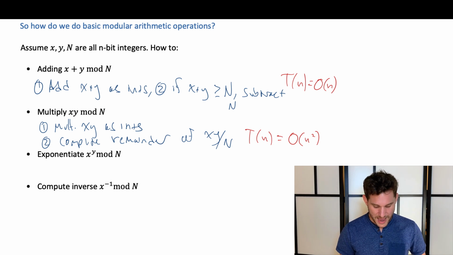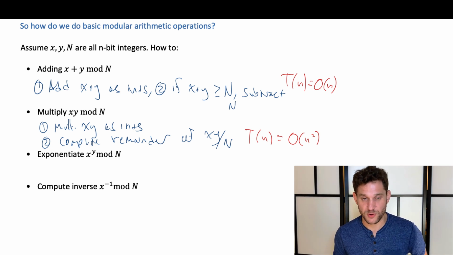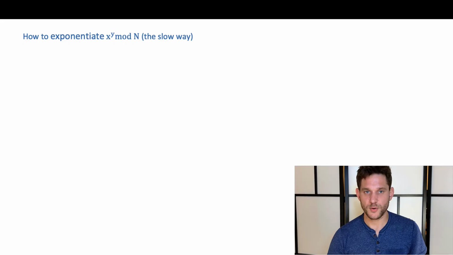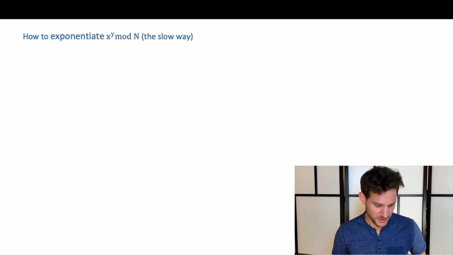All right, so addition and multiplication, those are pretty straightforward. What about exponentiation and computing inverses? Those are actually going to be a little trickier to get the right algorithms, and we'll have to take more care. Okay, let's look at exponentiation, and let's just focus on ways to do exponentiation. I'm just going to quickly show you a bad idea for doing exponentiation.